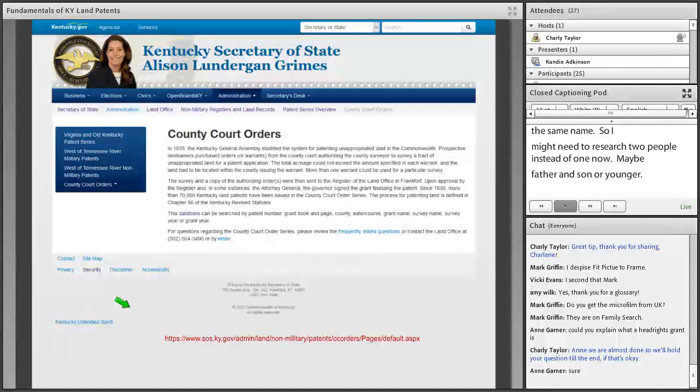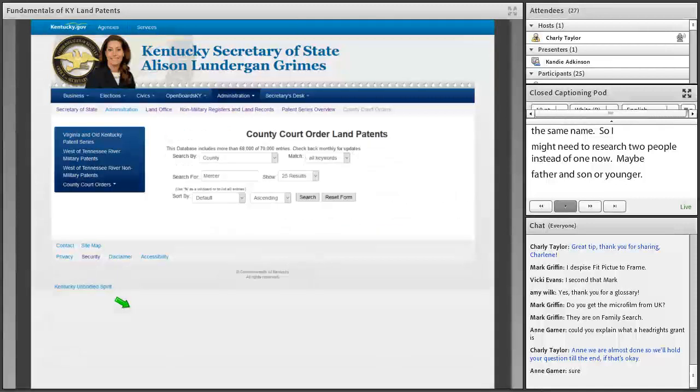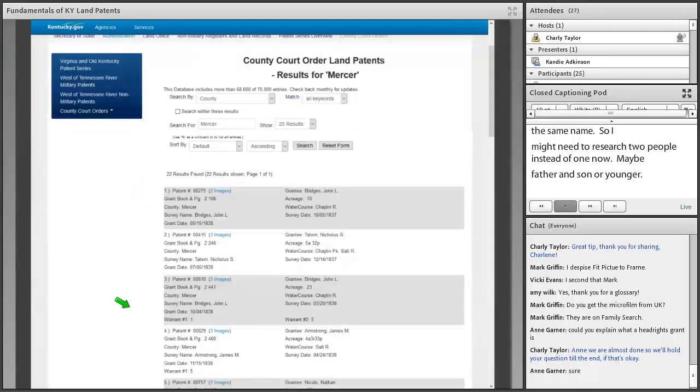On the county court orders, we've got advanced searches, database, quick searches. Usually our surveyors use that. But I've done the advanced search. I'm going to search by county. And I'm going to do 25 results. I can do 100 if I want. And now I did my search for Mercer County.